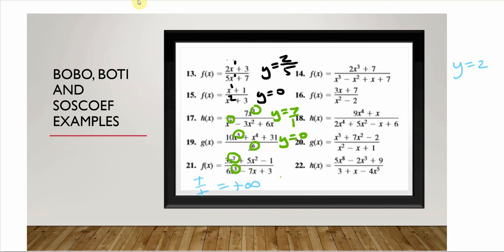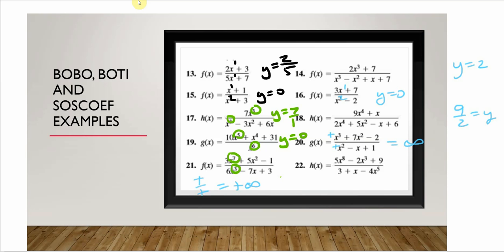This one is bigger on bottom. Here's a 1 and here's a 2. So it's bigger on bottom. So y equals 0 is a horizontal asymptote. Or you can say that the limit at infinity is 0. Same over same is going to be 9/2. So I have an asymptote at y equals 9/2. Or you can say that the limit at infinity is 9/2. Here's bigger on top. So my answer will be infinity because this guy is positive and this guy is positive.